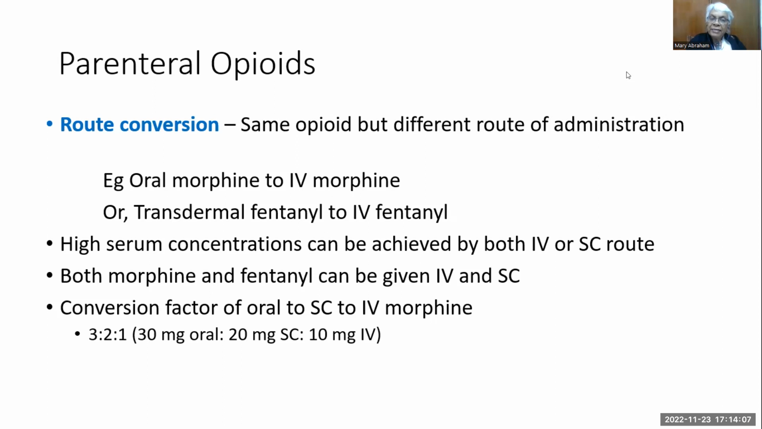Now, high serum concentrations have been shown to be achieved by both intravenous and the subcutaneous route of whichever analgesic you're giving, whether it's morphine or whether it's fentanyl. And they both can be given in both routes. Just remember the conversion factor of oral to subcutaneous to intravenous morphine is 3:2:1. For example, you're giving 30 mg oral morphine, then subcutaneous dose is 20 milligrams and intravenous route is 10 milligrams.